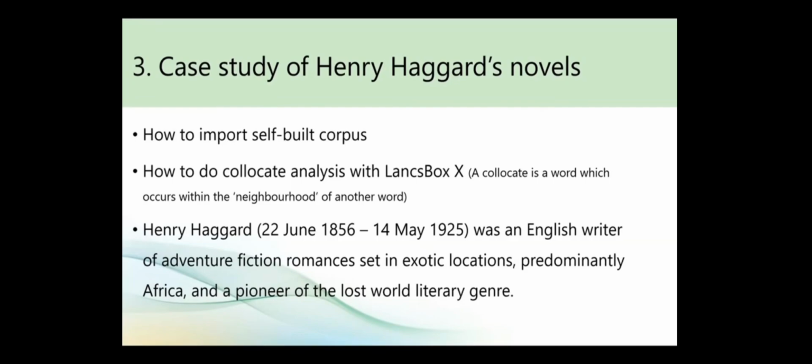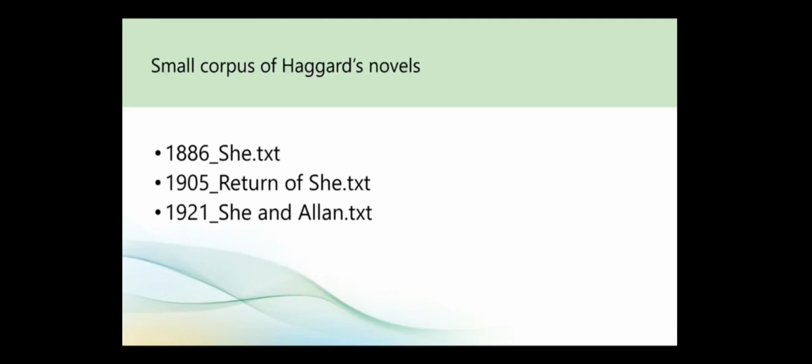Henry Haggard was an English writer of adventure fiction romances set in exotic locations, predominantly Africa, and he is also a pioneer of the Lost World literary genre. He is most famous for his Ayesha series. In this demonstration, I only use 3 most famous texts of Henry Haggard. The larger the corpus, the longer it takes to import the corpus. Now let's begin from the first step.